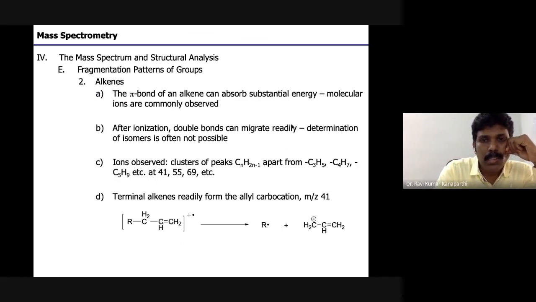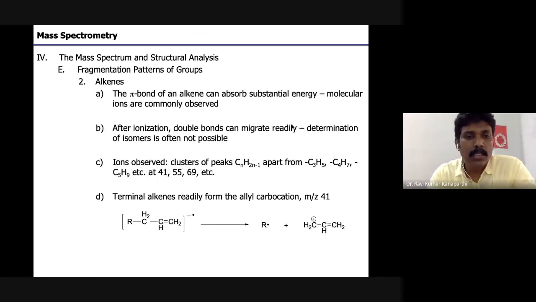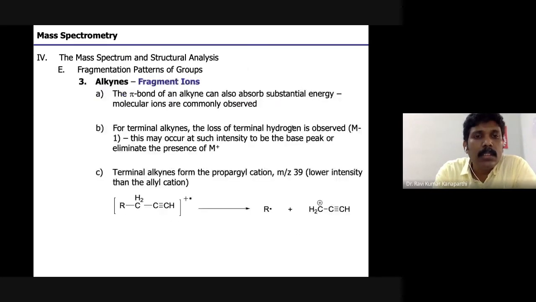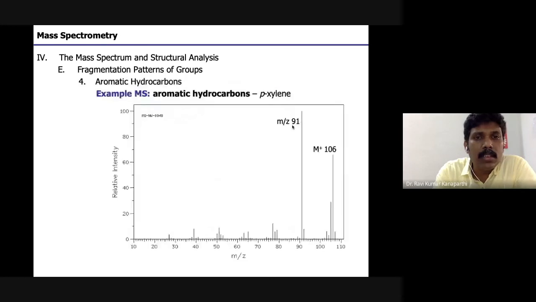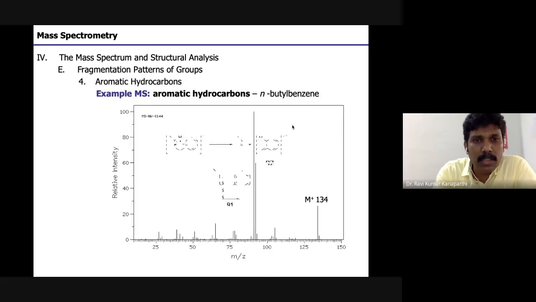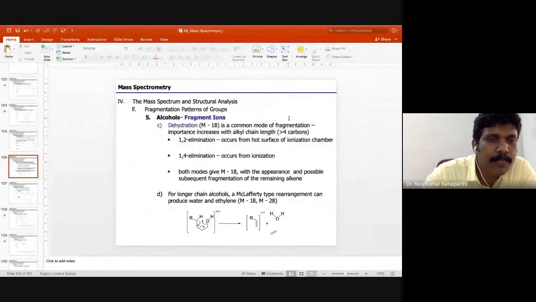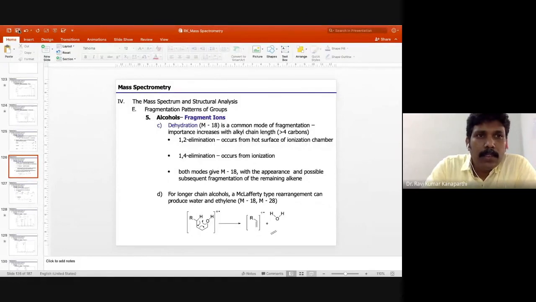So from alkenes onwards, we can discuss in the next class. Alkenes, and then what else? Alkynes, aromatic hydrocarbons, and there are many other things, alcohols, everything is there. We will discuss in the next class. If you have any questions, you can ask.